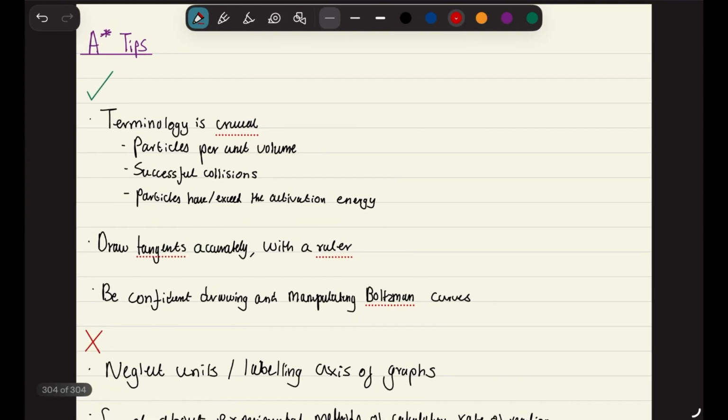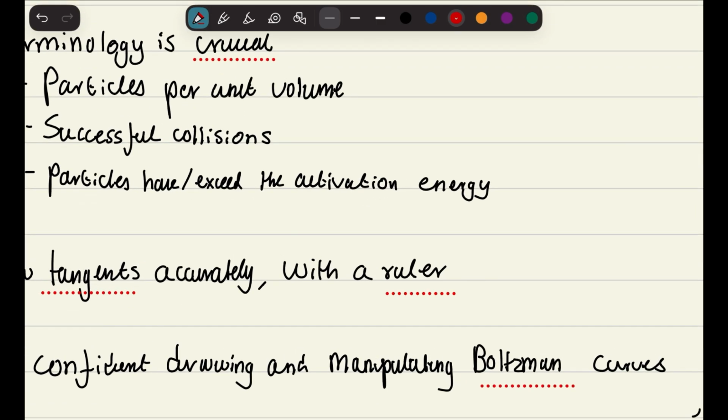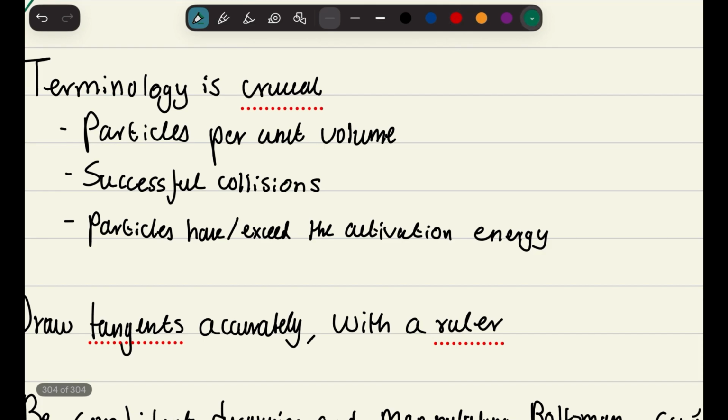Okay, and obviously we're going to wrap up with the A-star tips. So what's good? Terminology, really crucial for this topic. Saying things like particles per unit volume, successful collisions, particles having or exceeding the activation energy. Those are things that examiners will look for in the mark scheme, which will help you to get marks.